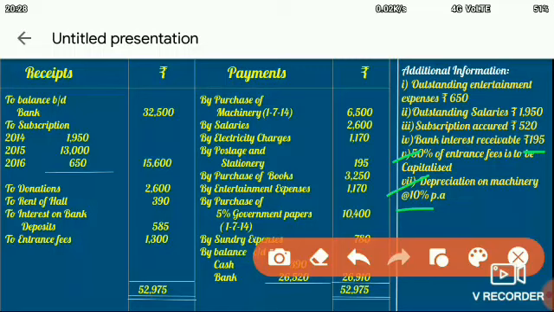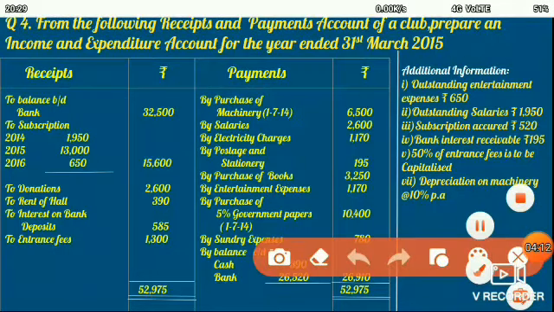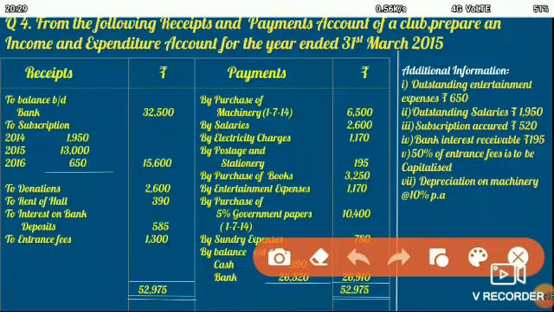So let us first of all separate the items which are of revenue nature. Let me start from the receipt side. Subscription is a revenue nature item. Donation, if no information is given, is a revenue nature item. Rent of hall is a revenue nature item. Interest on bank deposit is a revenue nature item. Then entrance fees is a revenue nature item.